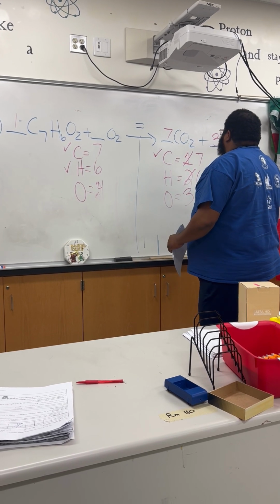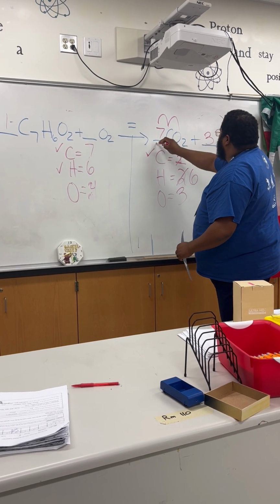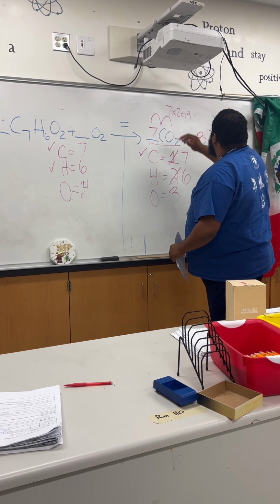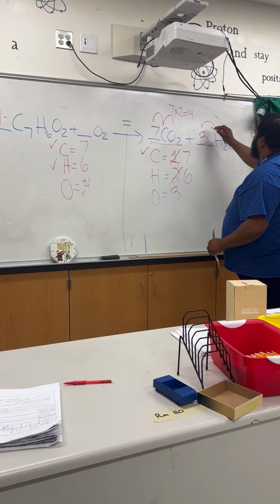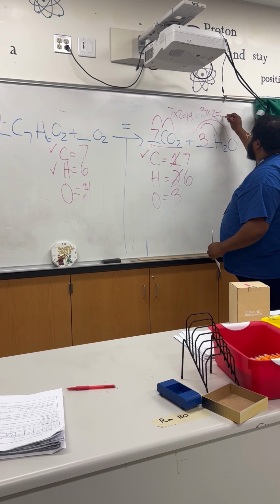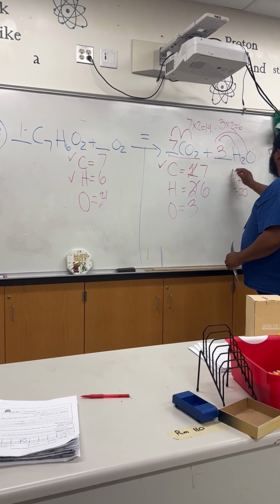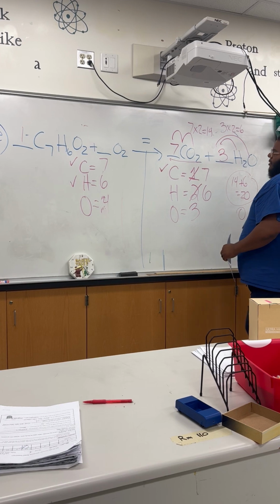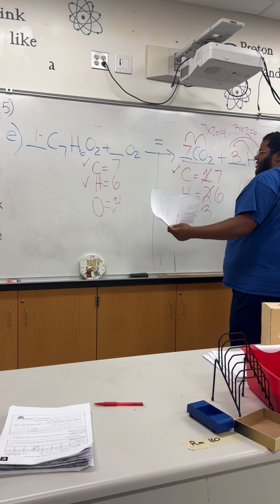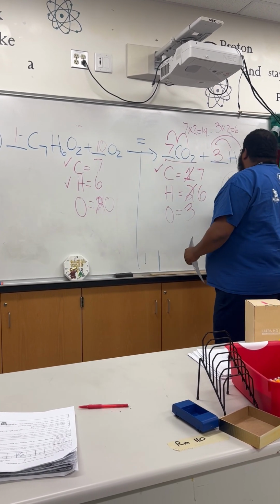So now we gotta do the oxygens. So remember, this coefficient goes to everything after it in the equation. So 7 times 2 is 14. And then this 3 is also a coefficient that goes to everything. And then 3 times 2 is 6. So 14 plus 6 is 20. So now we have 20 oxygen, but we only have 4 over here. So what times 2 is 20? 10. So now we have 20 oxygen there, 20 oxygen there.